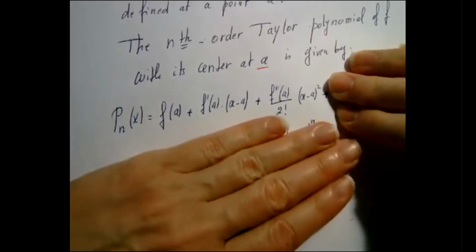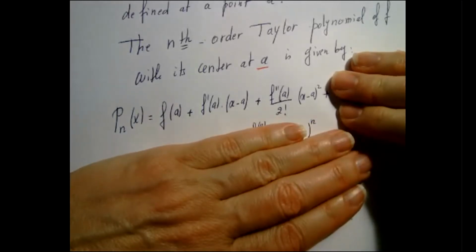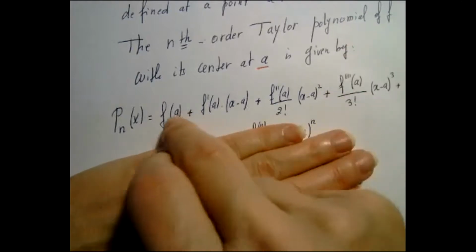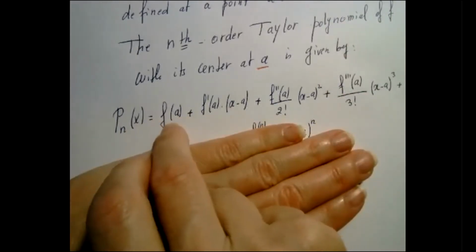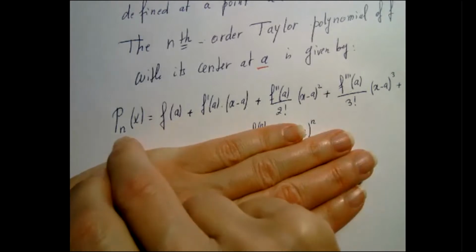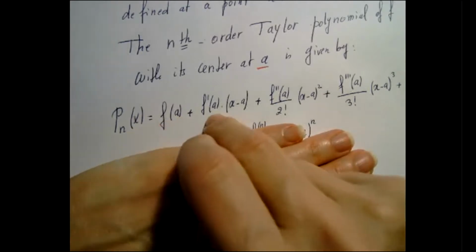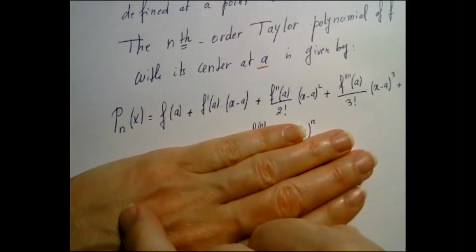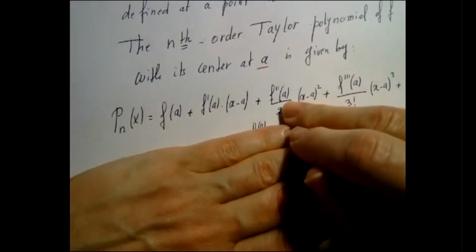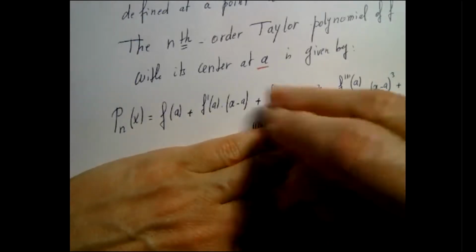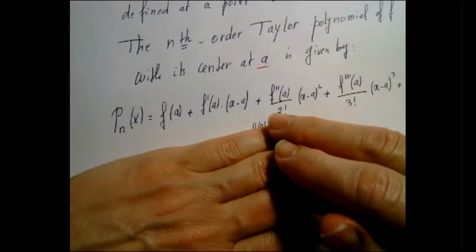And up to here, you have a polynomial of degree 2 that has for property that at a, the value of the polynomial is the same as the value of the function. The derivative of the polynomial is the same as the derivative of the function. The second derivative of the polynomial is the same as the second derivative of the function. It means that the polynomial will have the same concavity.